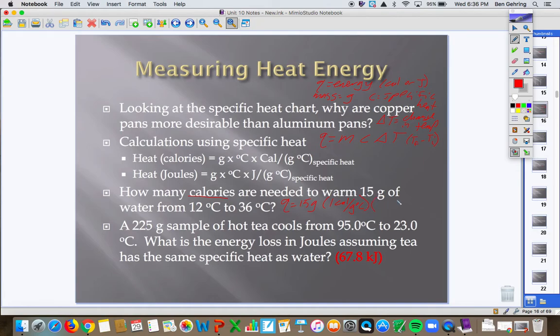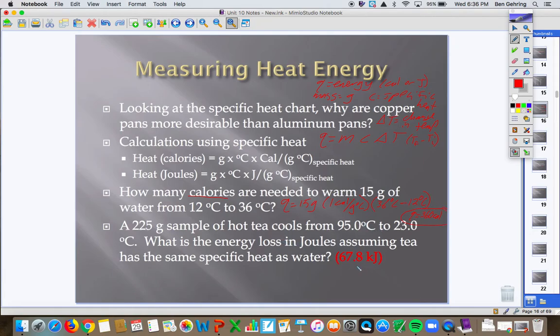And it changes from 12 degrees to 36 degrees Celsius. So 36 minus 12, final minus initial, is going to give me my change. If I multiply and calculate all of that, I'm going to get an answer of Q equals 360 calories. Okay, I'll have you try this next one.